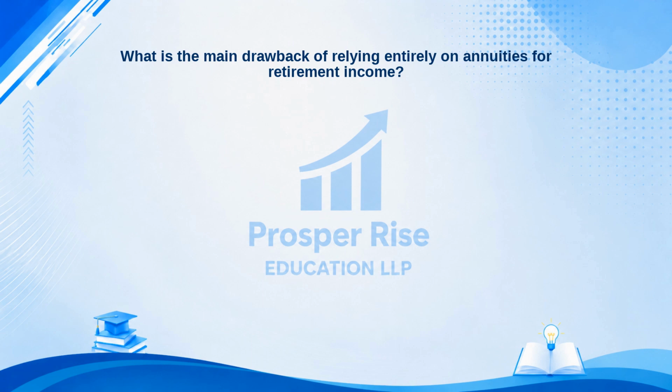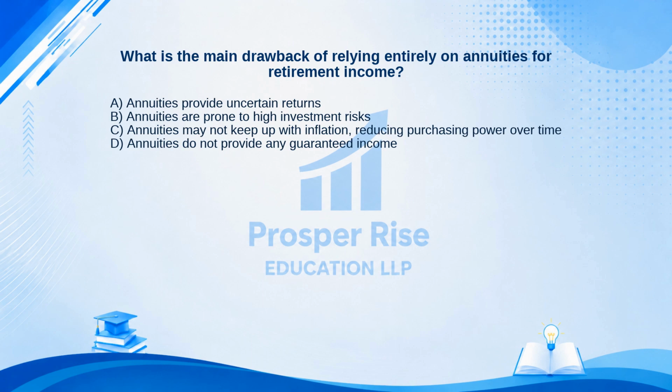What is the main drawback of relying entirely on annuities for retirement income? Here are your options. A. Annuities provide uncertain returns. B. Annuities are prone to high investment risks. C. Annuities may not keep up with inflation, reducing purchasing power over time. Or D. Annuities do not provide any guaranteed income.